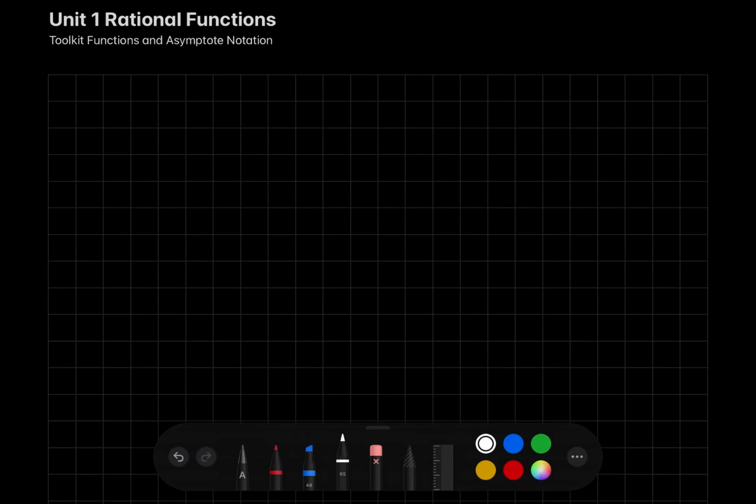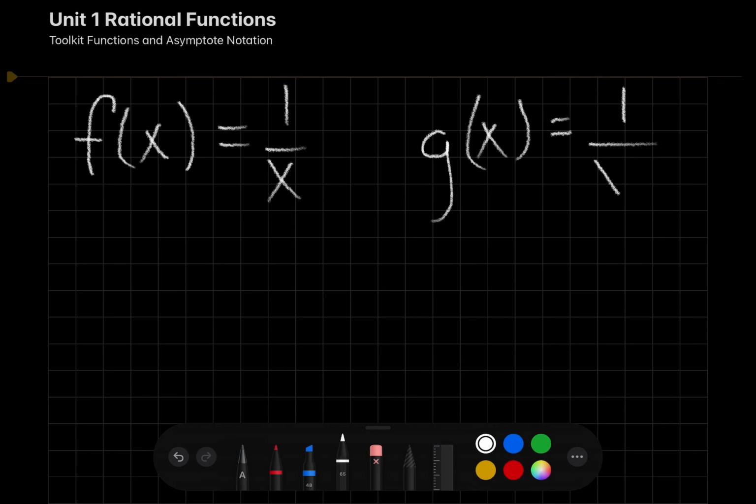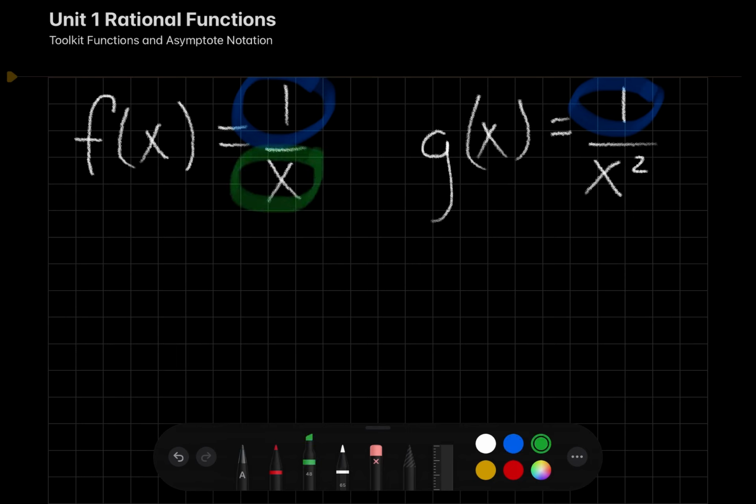Welcome back, my friends. In this video, I'm going to talk to you about the two toolkit functions that I talked to you about in the last video, the reciprocal function and the reciprocal squared function. These are both rational functions. I have a polynomial, the constant polynomial 1, in the numerator of both of these functions. And for the reciprocal function, I have the polynomial x, and for the reciprocal squared function, I have an x squared polynomial in the denominator.